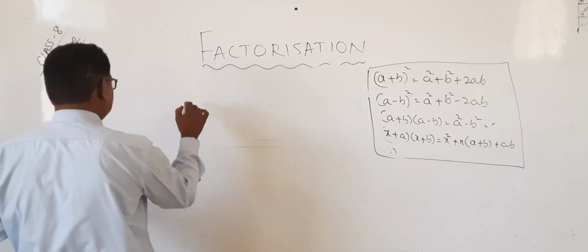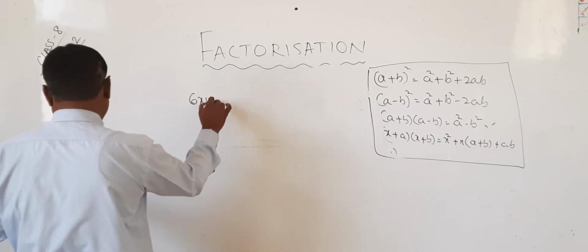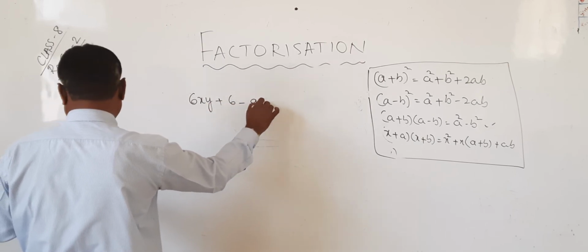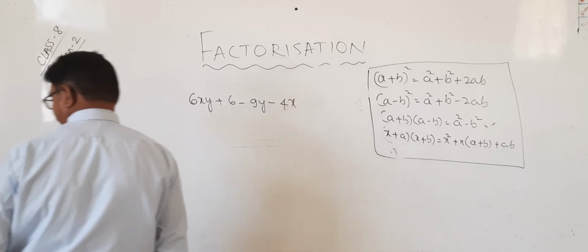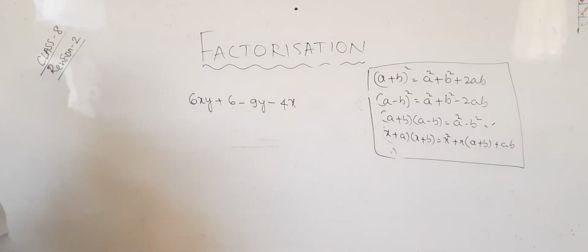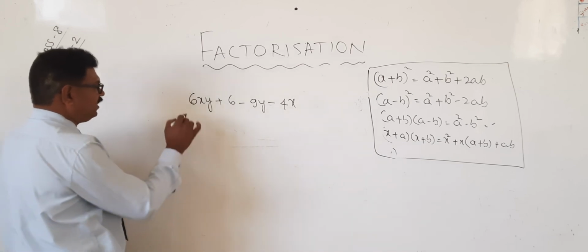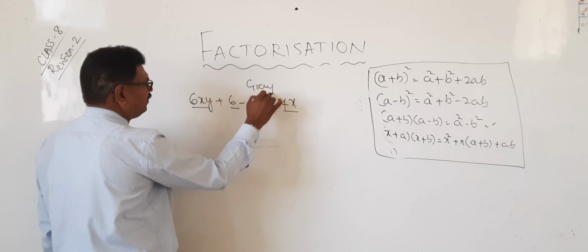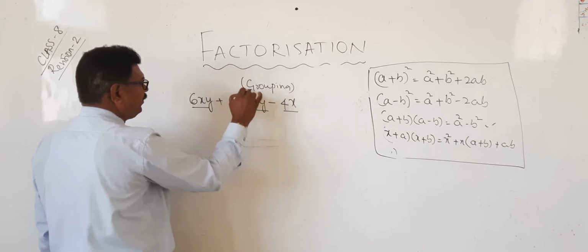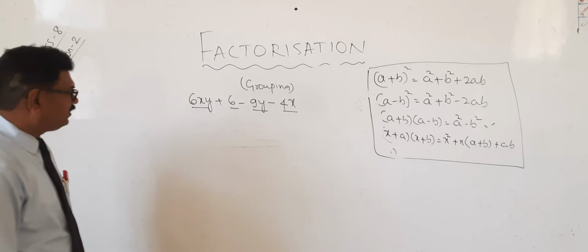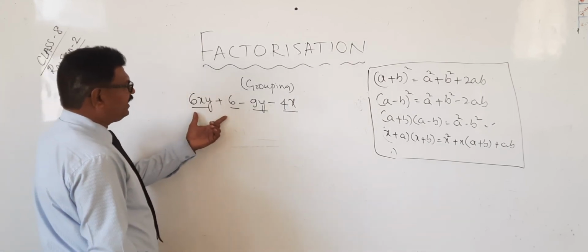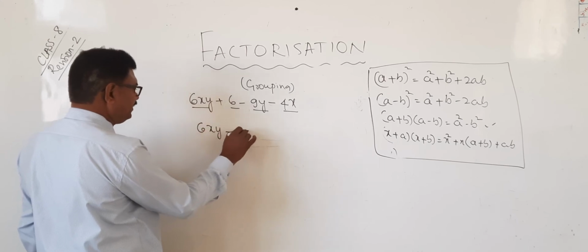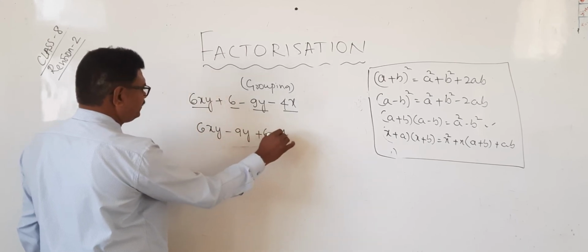One more problem, very simple problem. 6xy plus 6 minus 9y minus 4x. Anyone, which method is it? Yes, here 1, 2, 3, 4 terms. Therefore, what is the method? Grouping. By grouping, we can group two terms. So you should take it like this: 6xy minus 9y plus 6 minus 4x.